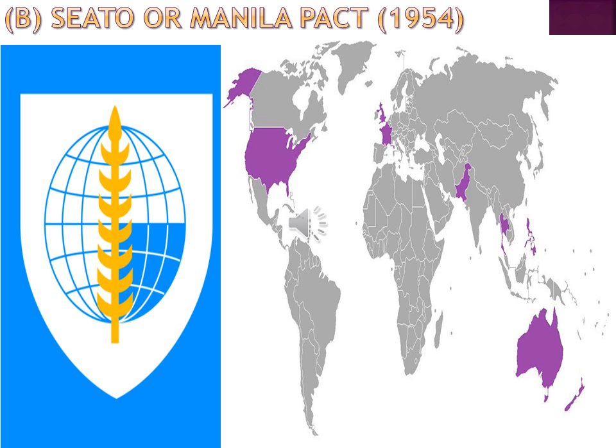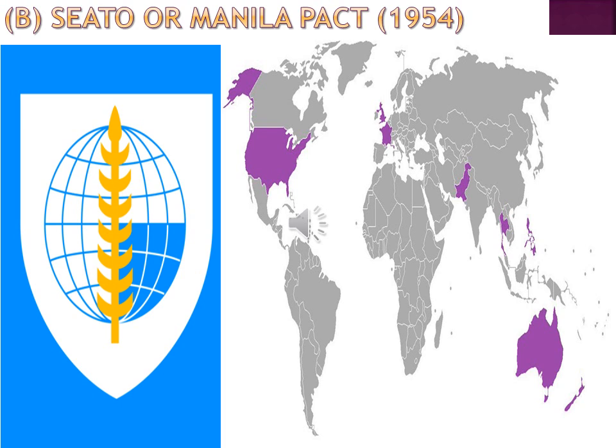Member countries of SEATO were committed to prevent communism from gaining ground in the region. So their commitment is to stop the spread of communism in their region.